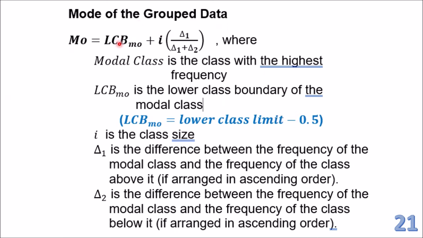So mode is having this formula, LCB, ganun pa rin, lower class boundary of the modal class. O kanina median class, this time modal class. Plus I times delta 1 over delta 1 plus delta 2. Ano itong mga delta na to? So delta 1, andito. The difference between the frequency of the modal class and the frequency of the class above it. Above it. And then 2 nya, of course, the difference between the frequency of the modal class and the frequency of the class below it. So makikita nyo mamaya kung ano itong mga to. So ganun pa rin the class size.